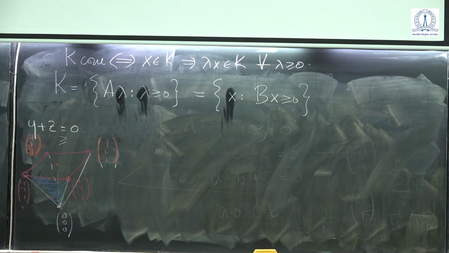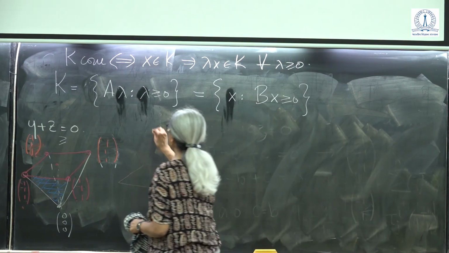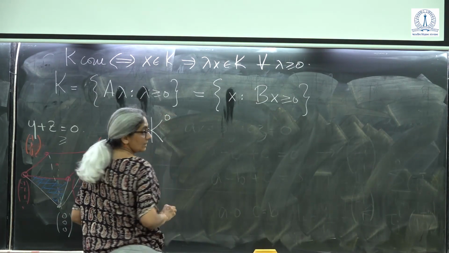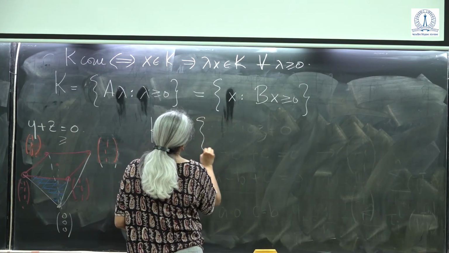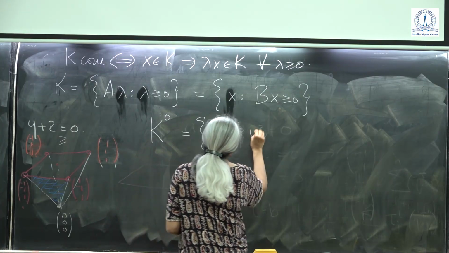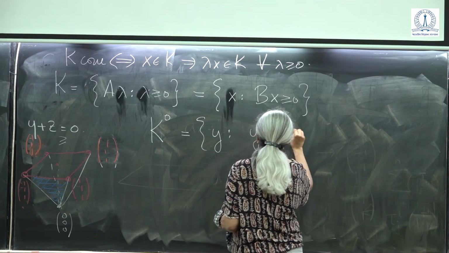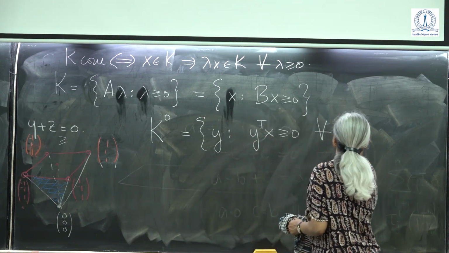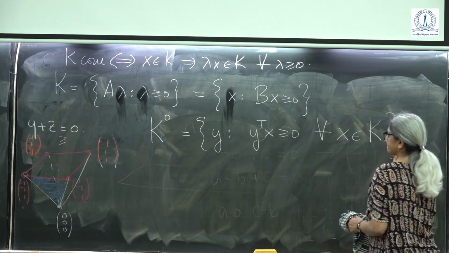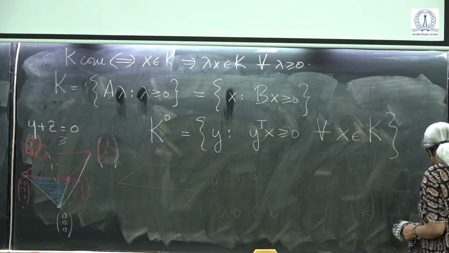So it's either all combinations of the columns of A that are non-negative combinations, or constrained by some inequalities. Okay, so now I want to introduce this cone that's called the polar cone, K with the circle on top. This is the set of all y's that make non-negative inner product with all x's in K. This is called the polar cone.